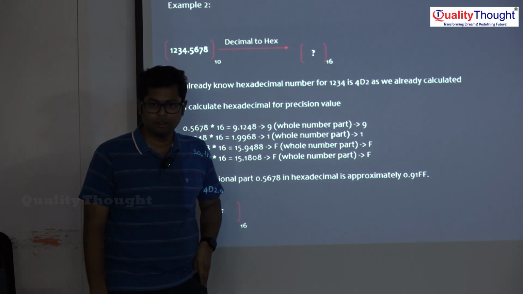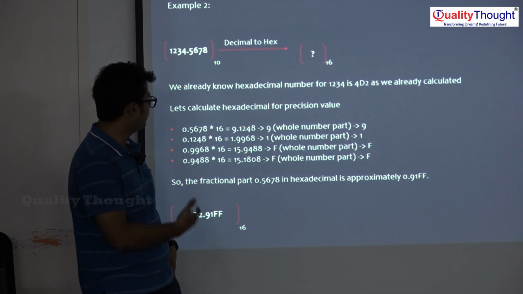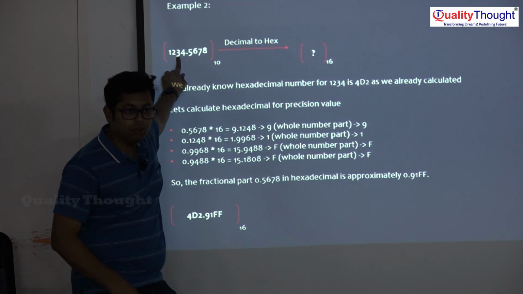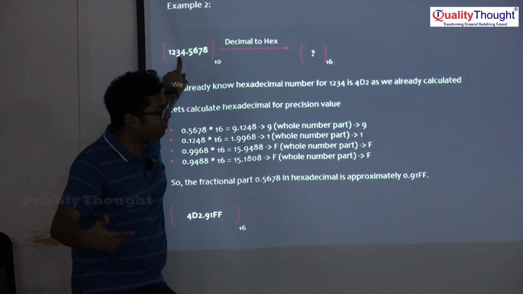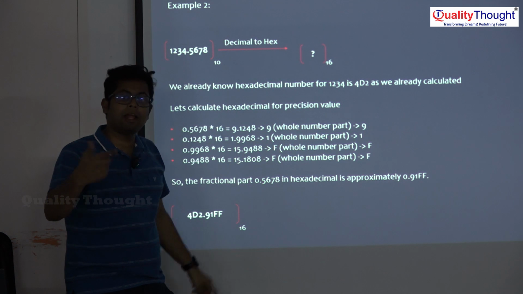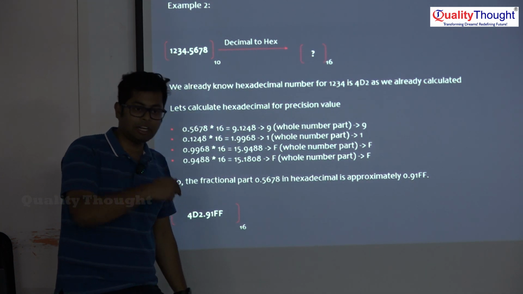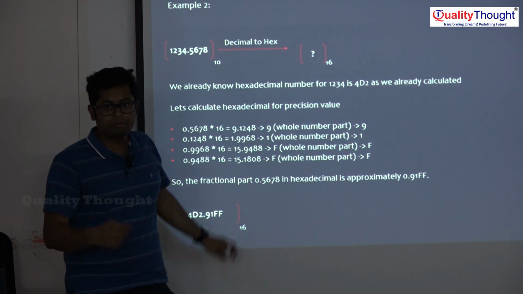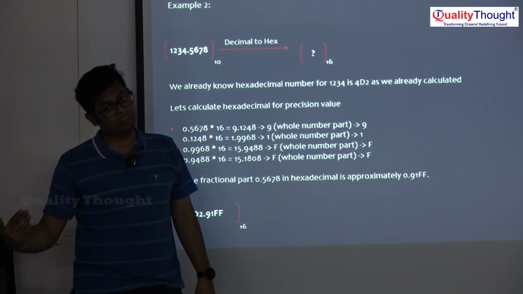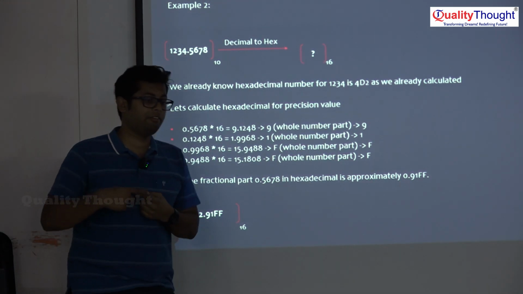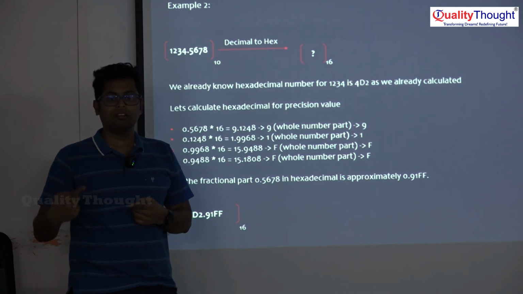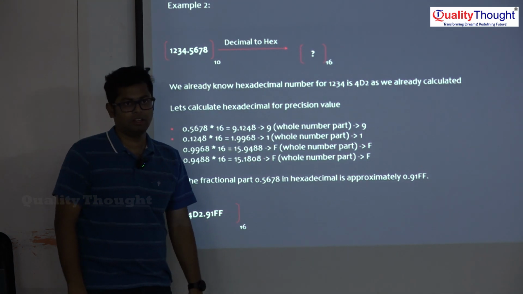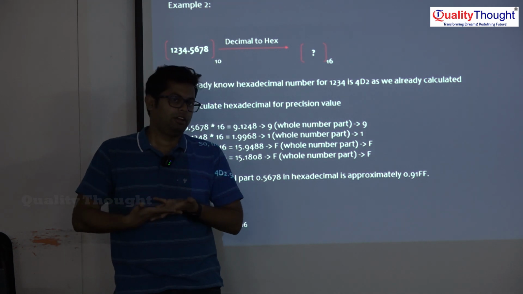Is it clear to everyone? This is how you need to do it. For the integer part, you divide by 16. For the fraction part, multiply by 16, as simple as that. For the integer part, the whole number part, divide by 16 until the quotient reaches 0. The fraction part, you multiply by 16 and take the whole number every time, and write it as it is. This is how you convert the floating point number.